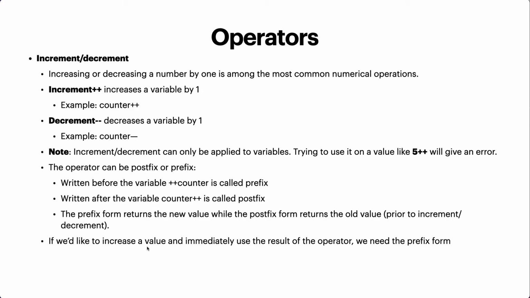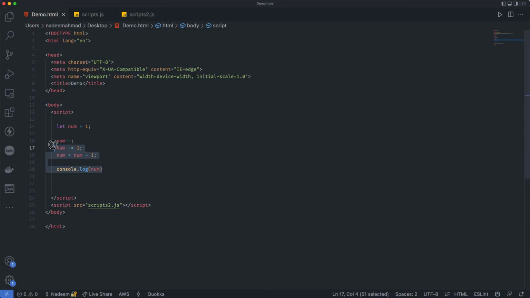So if you would like to increase a value and immediately use the result of the operator, we need the prefix form. So if you want to return the new value directly, you use prefix, and if you want to use the old value, you can just do this. You can just do like this. For example, let's just look into this example again.